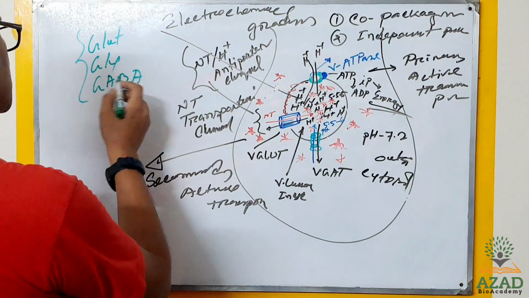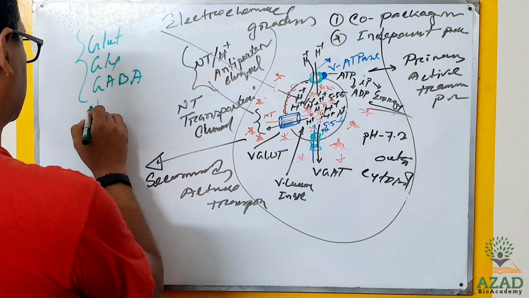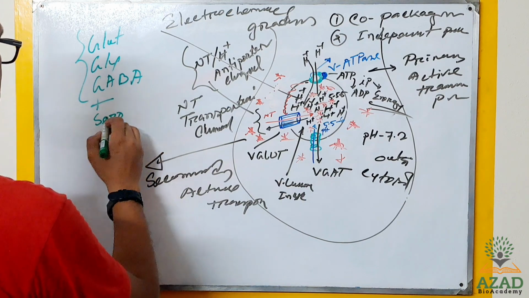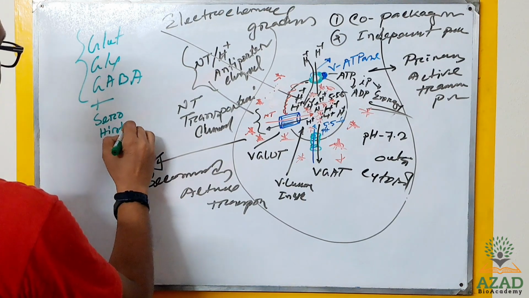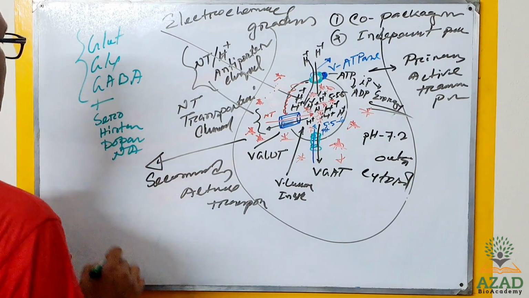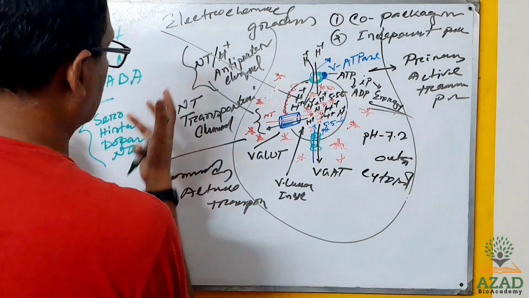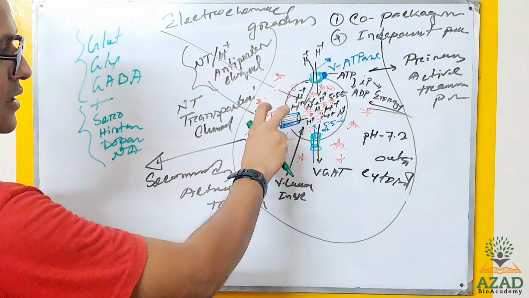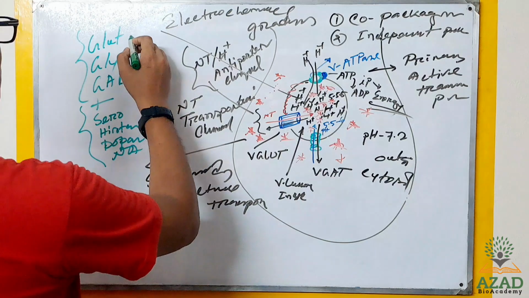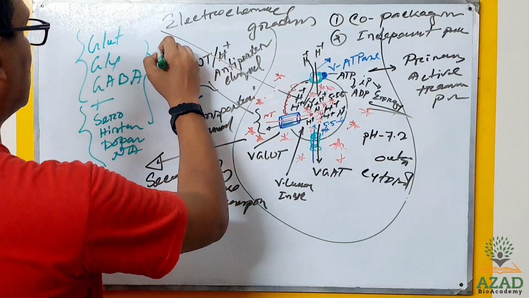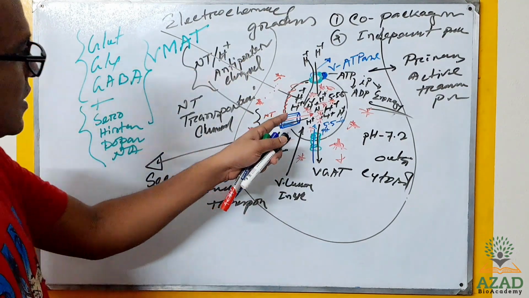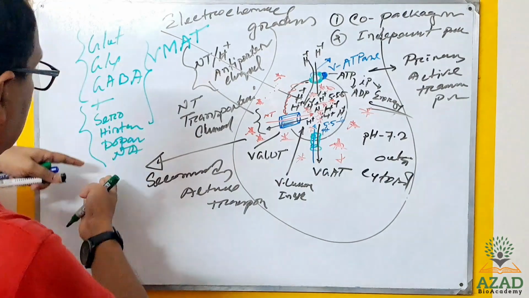That is also another thing we can add here, plus serotonin. You can say histamine, and also dopamine, and noradrenaline. Those neurotransmitters will enter through the antiporter channel, that is the neurotransmitter transporter channel. The name will be the vesicular monoamine transporter channel. So what would be the transporter channel name for those neurotransmitters?